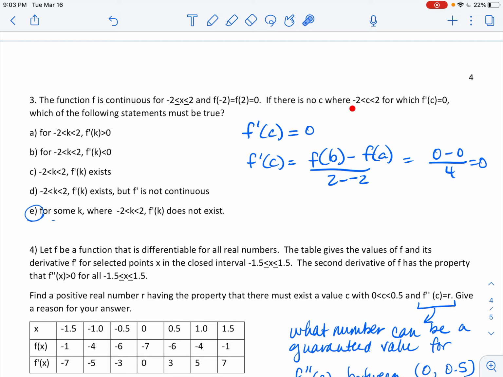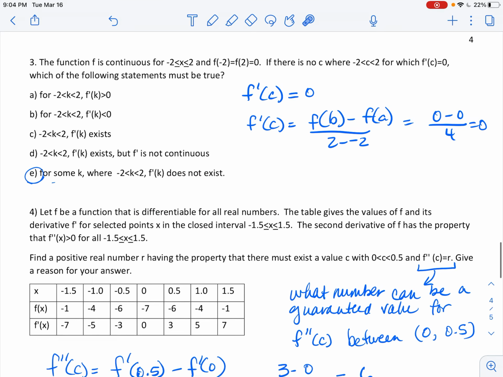It says if there is no c between -2 and 2 for which the derivative is equal to 0, there is no instantaneous rate of change equal to 0. So what's happening? Well, for some k between -2 and 2, f prime of k does not exist. So maybe we have a cusp or an asymptote, maybe a hole is going on, and so we just know that that does not exist.